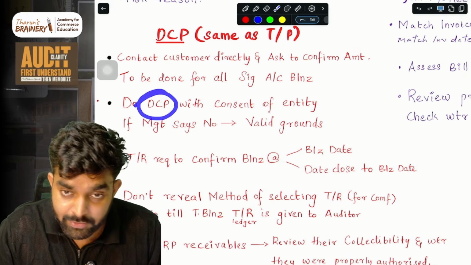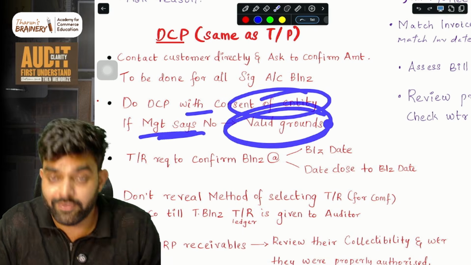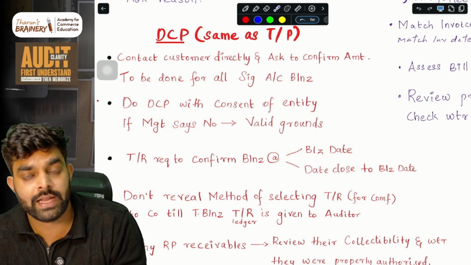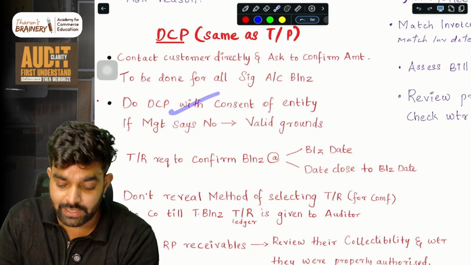Then do direct confirmation procedure with the consent of the entity. If management says no, ask the valid grounds. That is, you can send this mail only after telling the entity that I'm going to send the mail for your debtors. Ask their permission first, get their consent first.